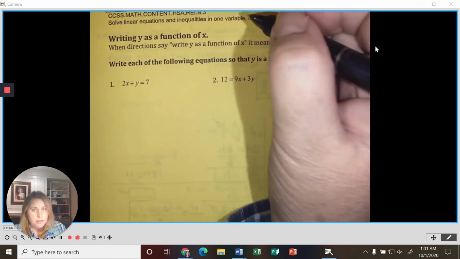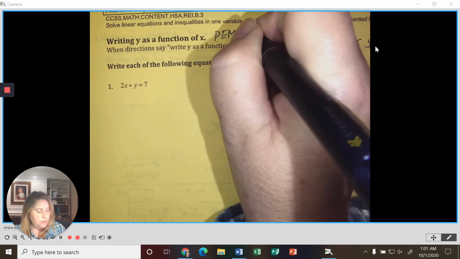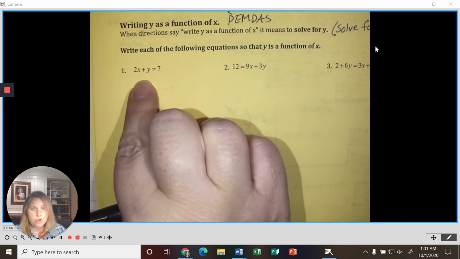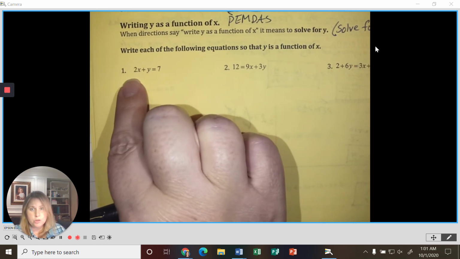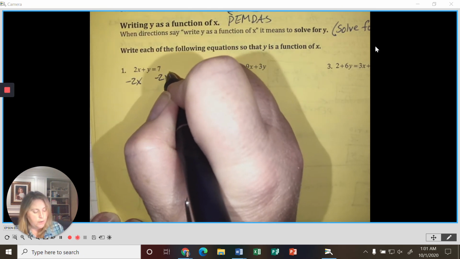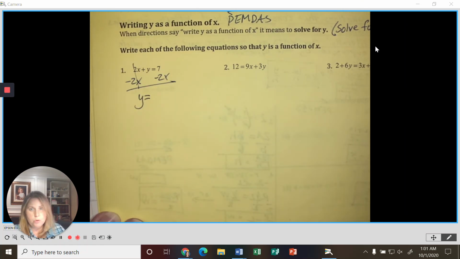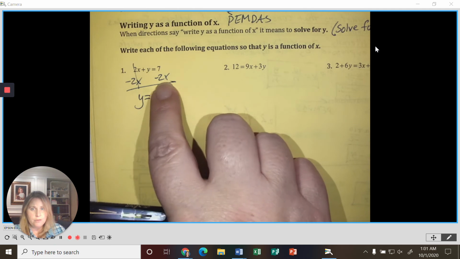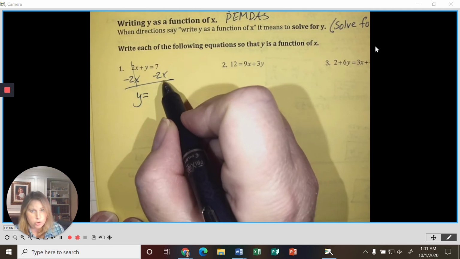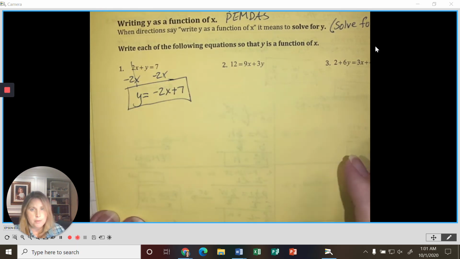So again, for all of these, we're just going to use the order of operations in reverse. Okay, so we're solving for y. Is anything being added to or subtracted from the y term? Yes, there's a positive 2x, so we will subtract 2x. 2x minus 2x is 0, leaving us with y equals, and remember we always want to have the variable term first, followed by any constants. So instead of saying 7 minus 2x, we will say negative 2x plus 7. And we box our answer.